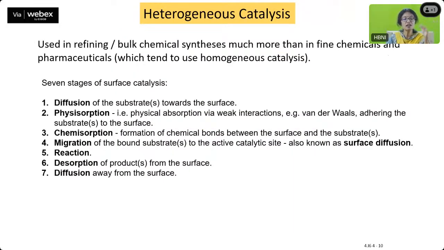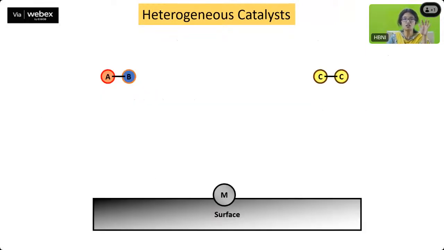Now, there are different stages for heterogeneous catalysis or surface catalysis. So first is a diffusion stage. This is followed by physisorption. Then chemisorption happens. Then migration happens, reaction, desorption, diffusion.